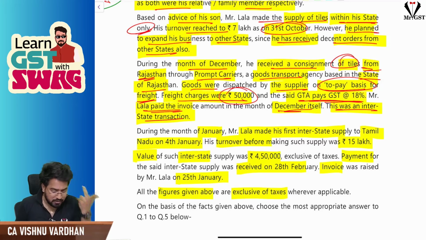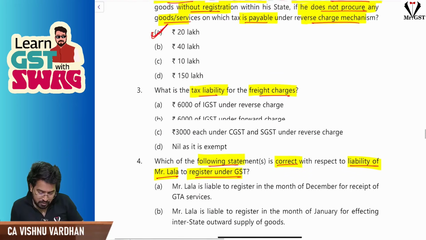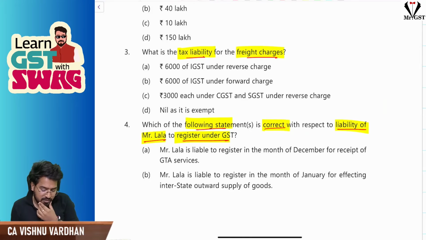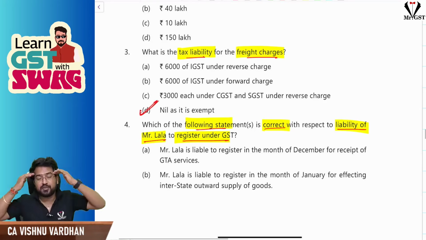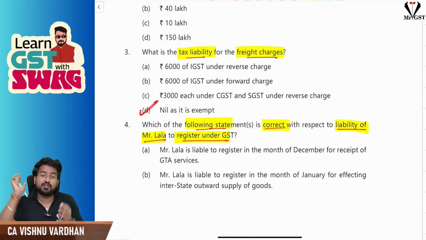It should come, but the answer option itself is not there. If you see, the 9,000 option itself is not there. At least if they had given 4,500, I would have selected it. Here I am not getting the answer. Then I thought, okay, we forgot that GTA services to an unregistered person are exempt under GST. So I forgot that point, and I was searching for the answer. Why is the answer not there?